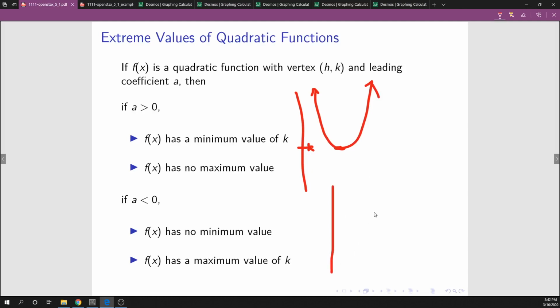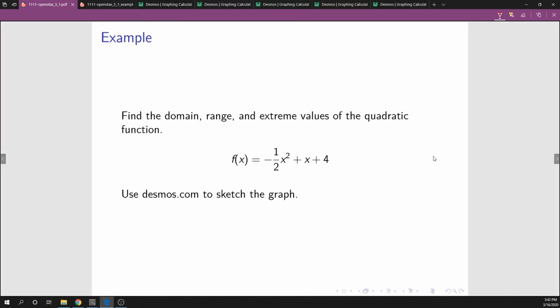And then the other situation is if the graph opens down, which we know that the graph will do if the leading coefficient is negative. That's the number with x squared in the general format. If it's negative, it'll open down. And that will mean that the vertex is the highest point on the graph. So the absolute maximum value will be k. That is the y value of the highest point on the graph. And there will be no minimum value in that case. Okay, so that's the situation with those.